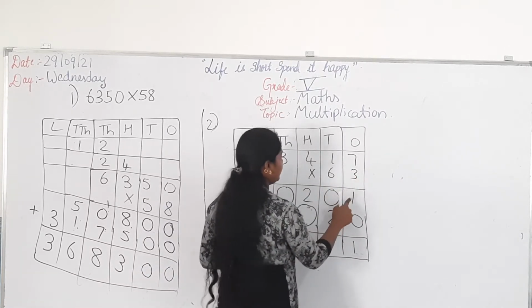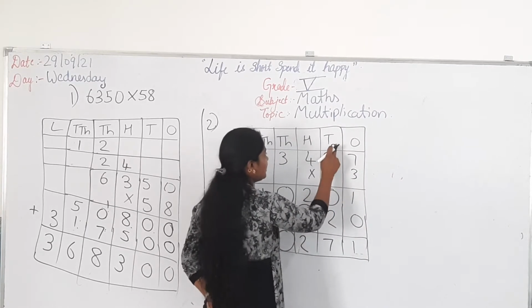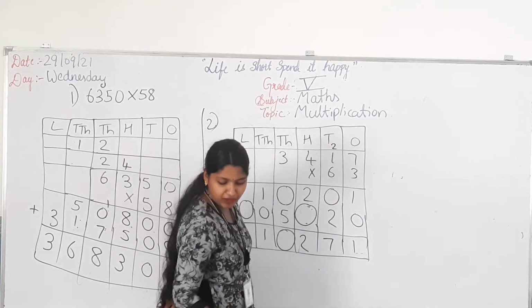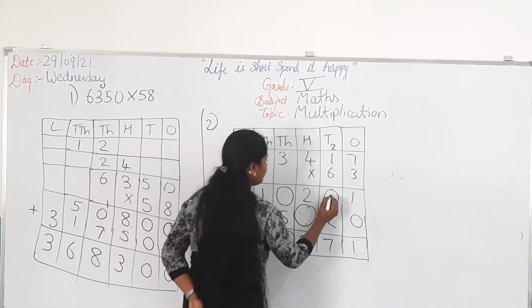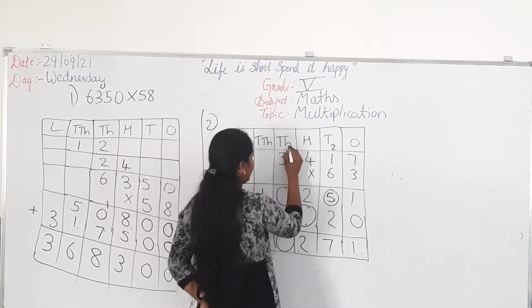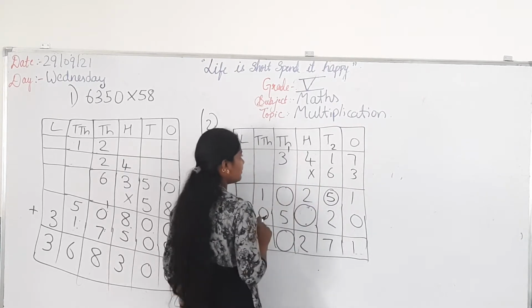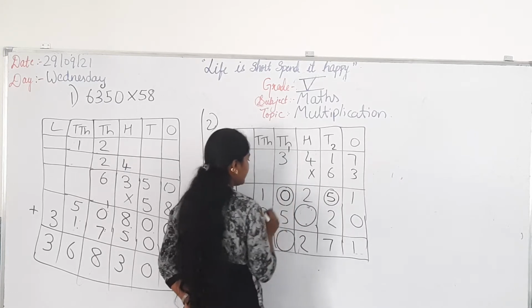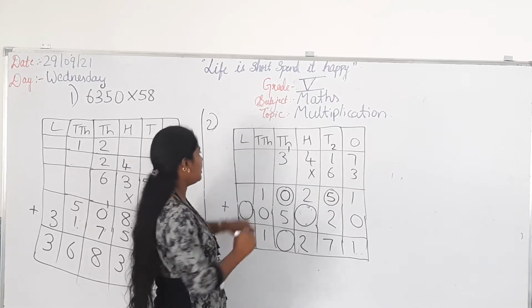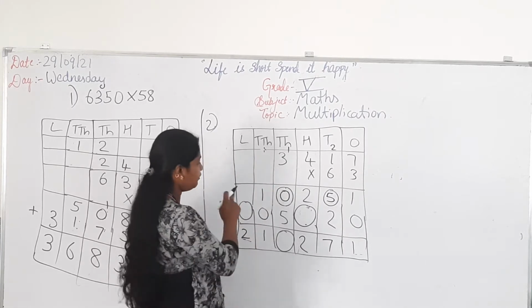3 sevens are 21. 1 here, carry 2. So 3 ones are 3, plus 2 is 5. So here the missing number is 5. Then 3 fours are 12. 2 here, 1 carry. 3 threes are 9. 9 plus 1 is 10. Here the missing number is 0. 1 will be the carry, and you write it as it is over here. So you write like that.